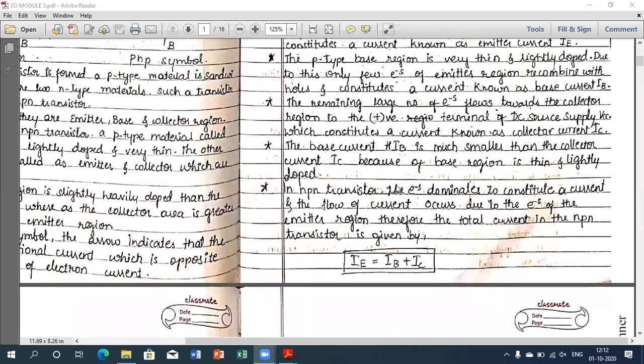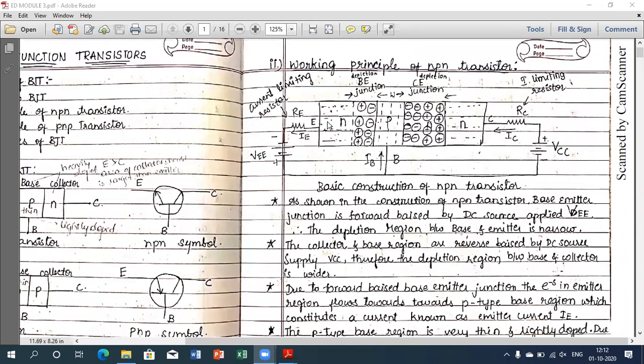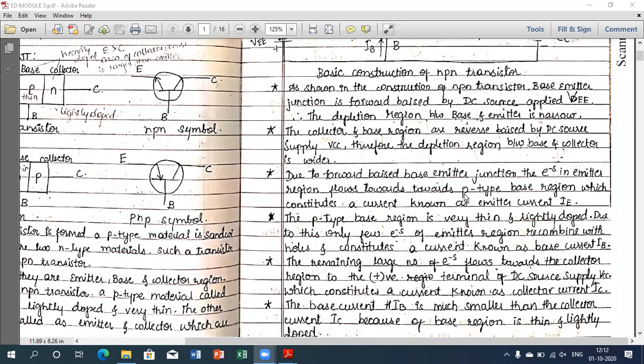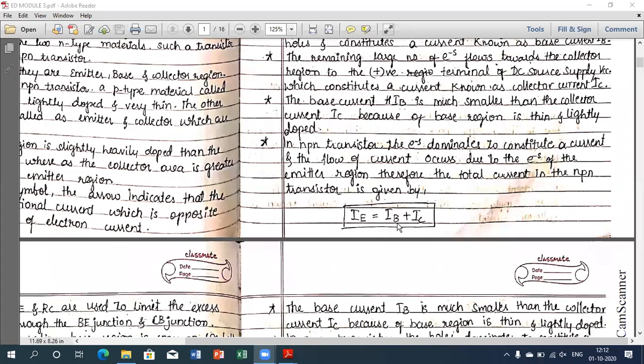This is because, as shown here, the current constituted in this NPN is because of the movement of electrons, which are heavily doped in the emitter, that is in N-type, and which move towards the P-type and N-type. That's why the major charge carriers are present in the emitter. Thus, the combination of these two, the electrons in the P-type and the electrons in the N-type, the addition of these two is nothing but the collector emitter current. That's why it is given as IE equals IB plus IC. It always remains like this.